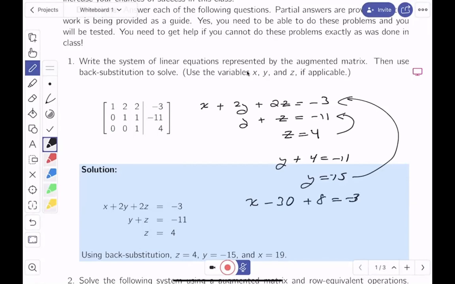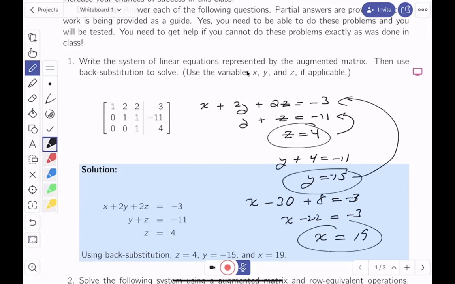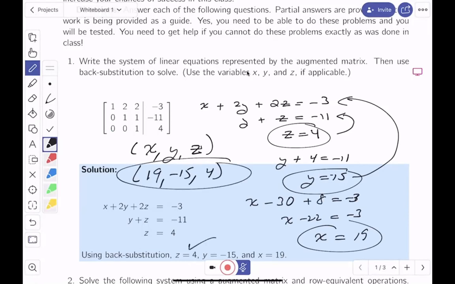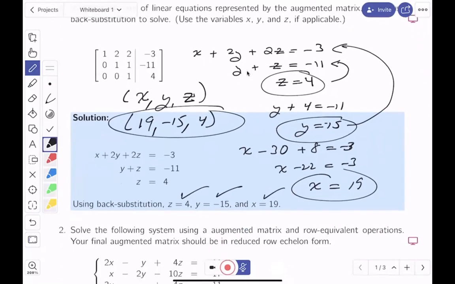Let's take a look at this. x minus 22 equals -3. Add 22 to both sides. What do you get? You get 19, right? So what is x? x is 19. y is -15, and z is 4. We generally like this written as a triple, x, y, and z. x is 19. We'll check with the key later. The y is -15, and the z is 4. Z is 4, y is -15, x is 19. Let's go to the next problem.